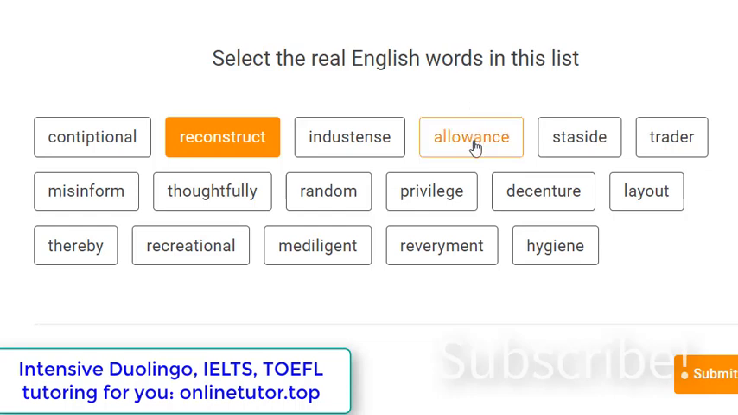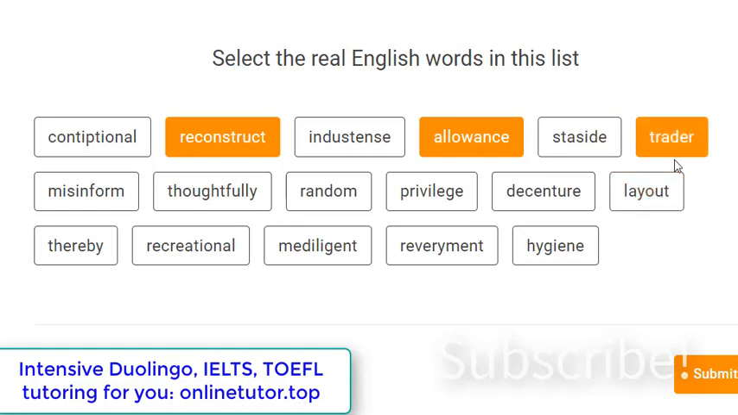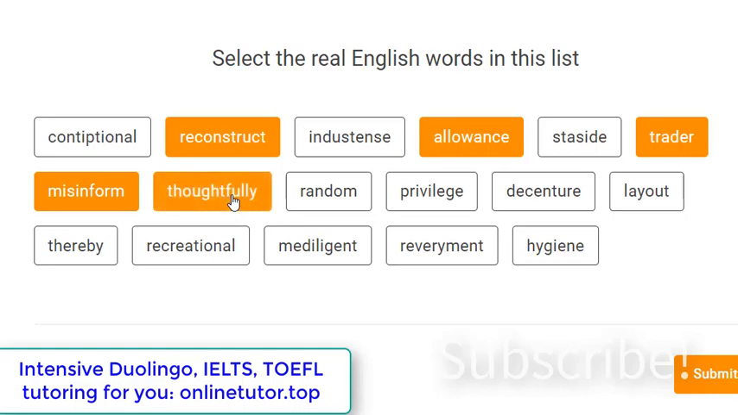Okay, allowance. Yes, allowance, various meanings, some of them connected with money. To have a money allowance means somebody helps you, such as a grant or welfare or something like that. But not only that, but let it be. Steside, I don't think so. Trader, yes, a person who trades something, for instance, stocks on the stock market. But not only that, of course. Misinform, yeah. To misinform, like to inform in a wrong way or to mislead somebody, so to give them wrong information intentionally.